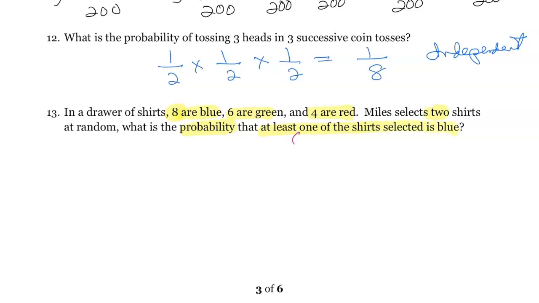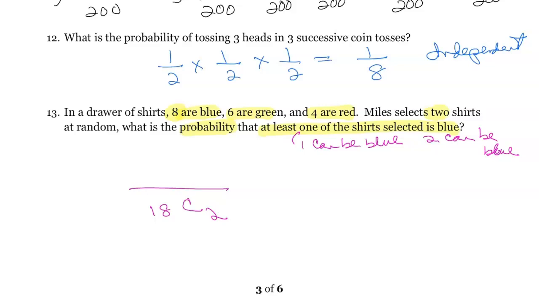So that means that 1 can be blue, or 2 can be blue. At least 1 would allow that to be true if 2 were blue. Okay, so what are we going to do? We have 8 plus 6 is 14, plus 4 more is 18. We have 18 shirts, and we're going to select 2 shirts. So 18, order does not matter, choose 2. What's the probability that at least one of the shirts is blue?